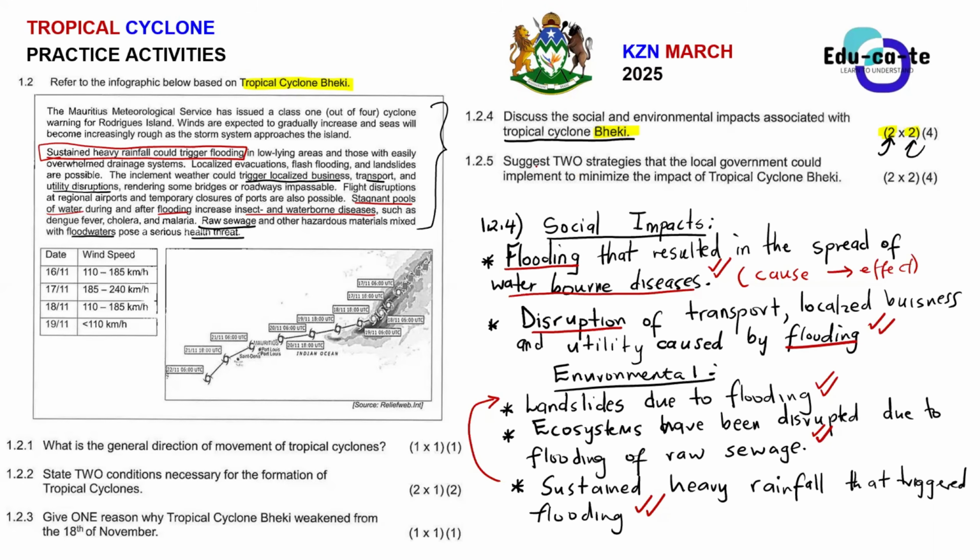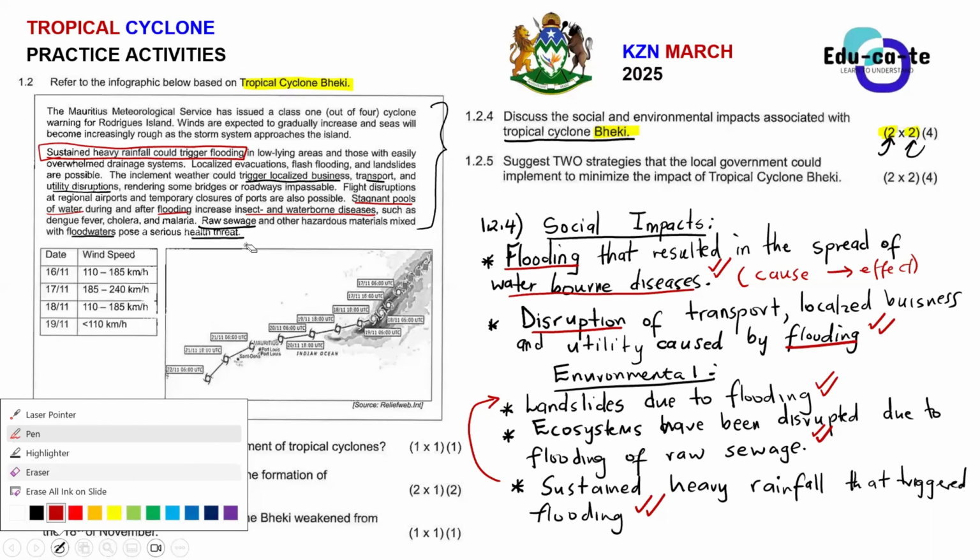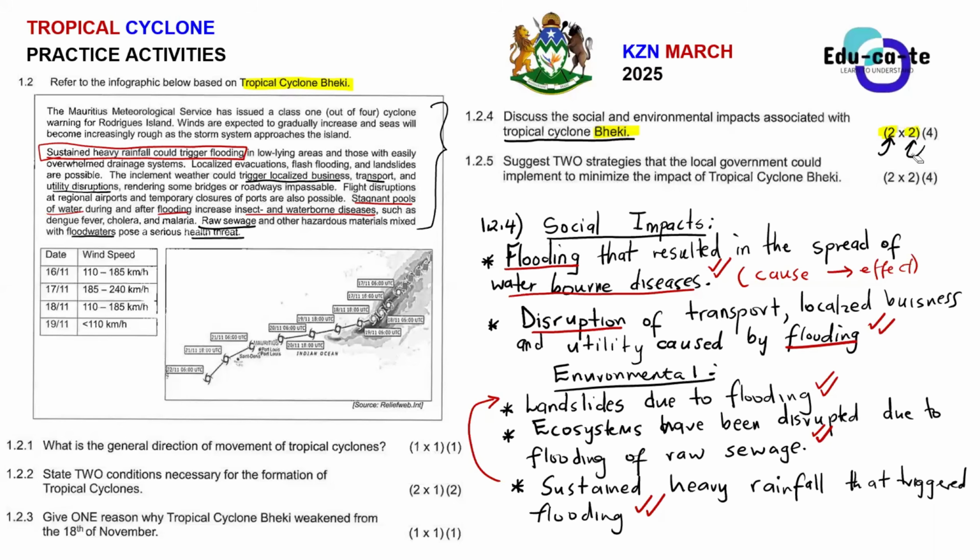1.2.5, you guys will suggest 2 strategies that the local government could implement to minimize the impact of tropical cyclone Bheki. What can the government do? You guys will tell that. Yes, Sam? Well, sir, they should improve early warning systems and evacuation. Yes, that's one of the things. But you guys will write all points that you think are valid. You write them and you send them in the groups, basically. There are many things that the local government can do so that they can reduce or minimize the impact of these tropical cyclones.